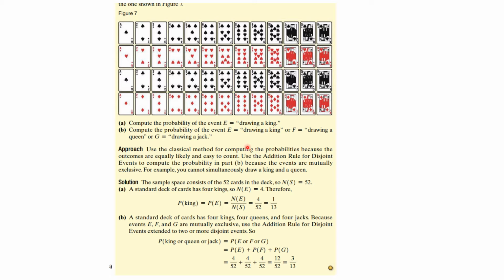Another question could be, compute the probability of drawing a king or drawing a queen, or drawing a jack, so drawing one of the 3. Now, you don't draw a queen if you draw a king, and so on and so forth. These are all disjoint events, so you add them together, and that would be 3 out of 13 as the probability of a king or a queen or a jack.